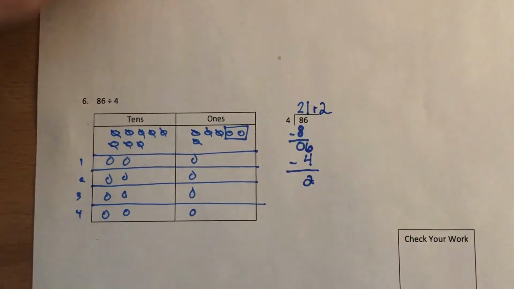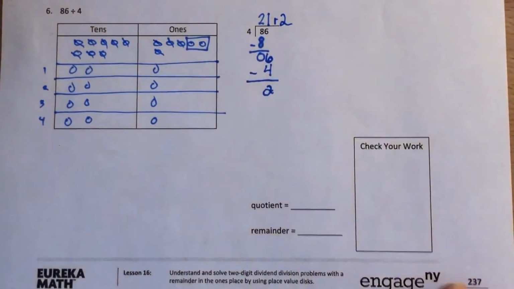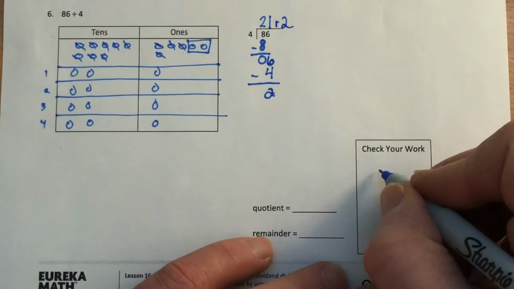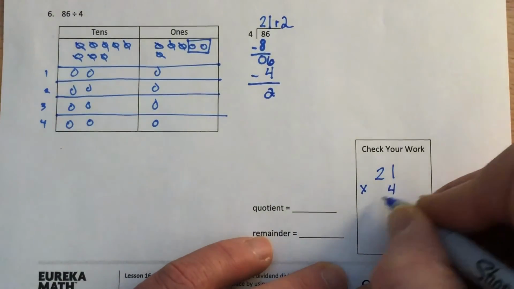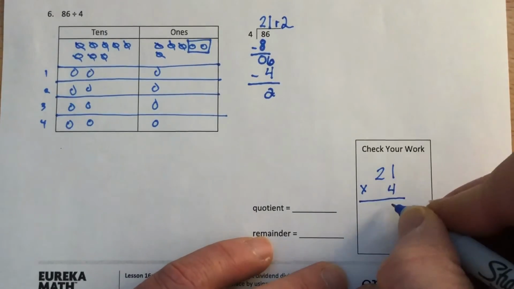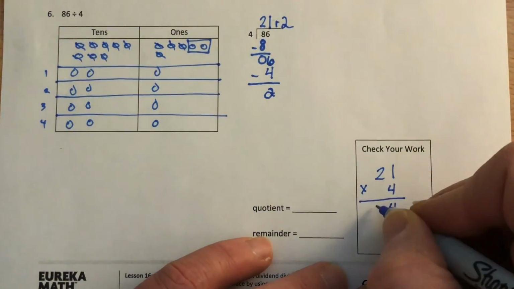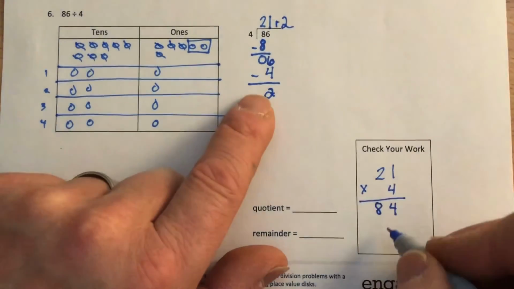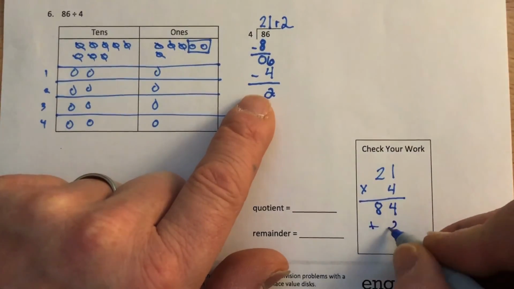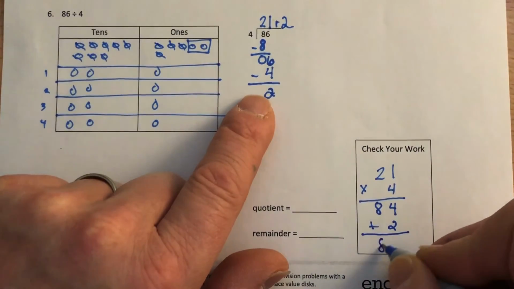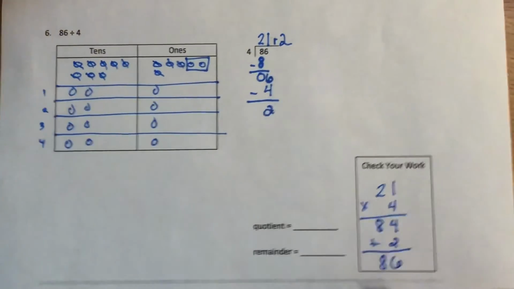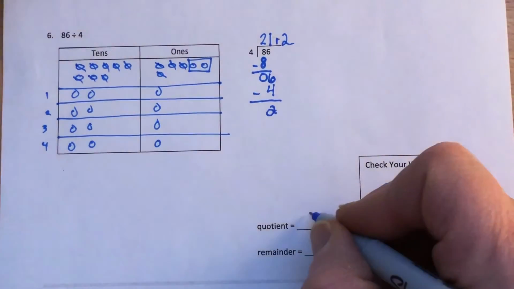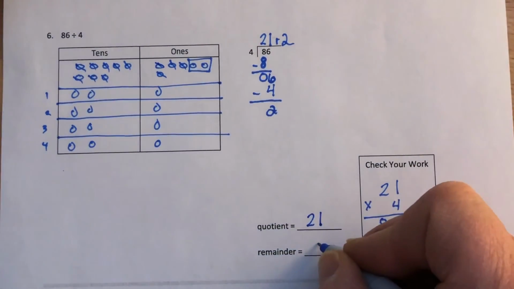Okay? And then I check my work. 21 times 4. 4 times 1 is 4. 4 times 2 is 8. And I add 2. I get 86, which is my dividend right here. And let's not forget to put on our quotient and remainder here. 21 with a remainder of 2.